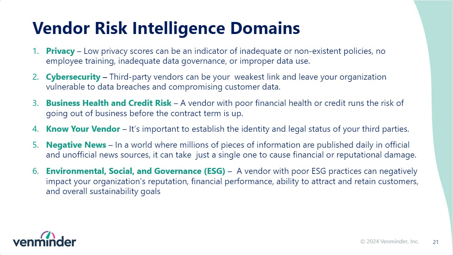Knowing your vendor, things like OFAC and other sanctions is another great use of vendor risk intelligence, as is negative news. Again, in a world where there's millions of pieces of information published on a daily basis, finding a way to navigate through all of those with a system with intelligence data is better than any one manual way to do that. And then lastly, environmental, social, and governance data is another. This is still new data in the marketplace, so there's not a whole lot to be found, but having some intelligence data to mine through what is available is another good use of these vendor risk intelligence sources.